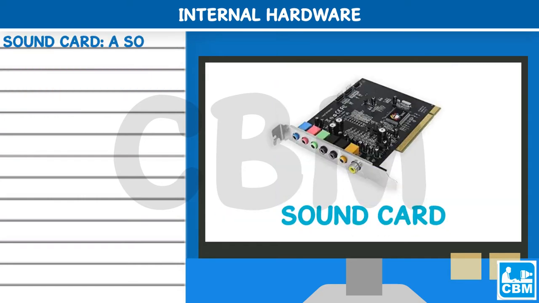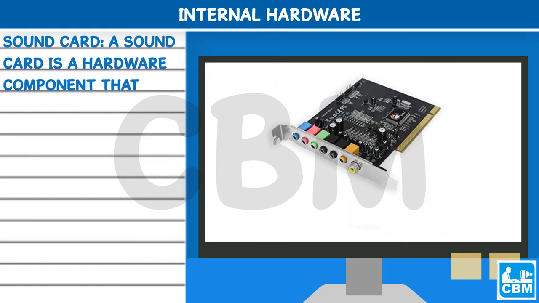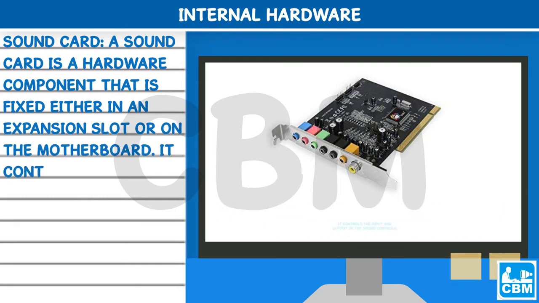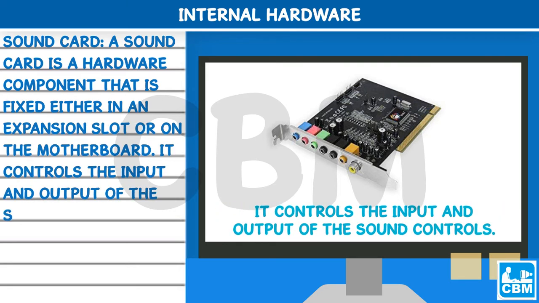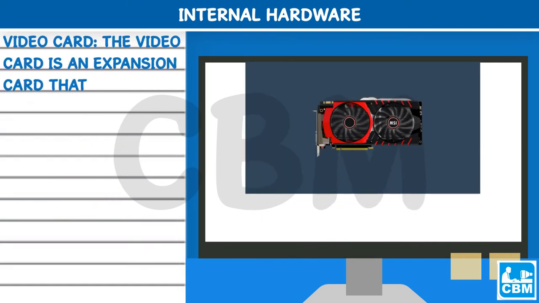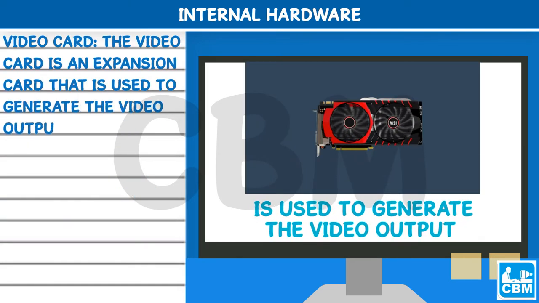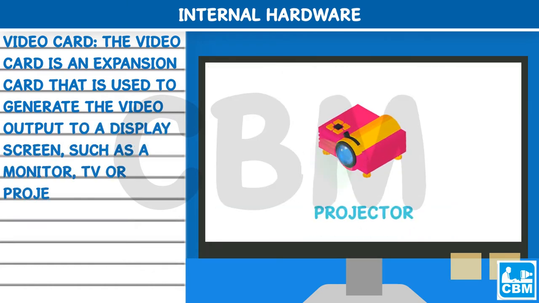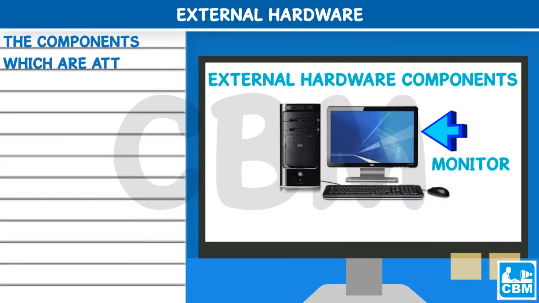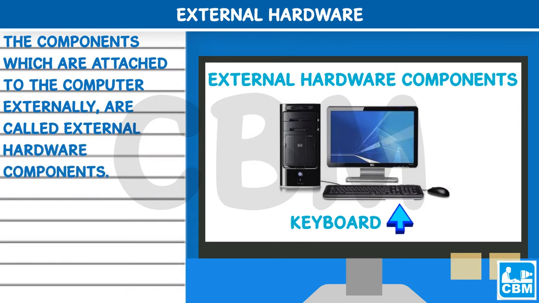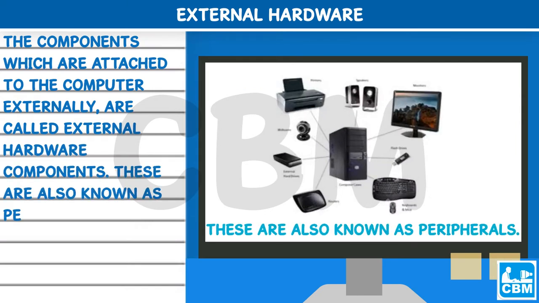Sound card. A sound card is a hardware component that is fixed either in an expansion slot or on the motherboard. It controls the input and output of the sound. Video card. The video card is an expansion card that is used to generate the video output to a display screen, such as a monitor, TV or projector. External hardware. The components which are attached to the computer externally are called external hardware components. These are also known as peripherals.